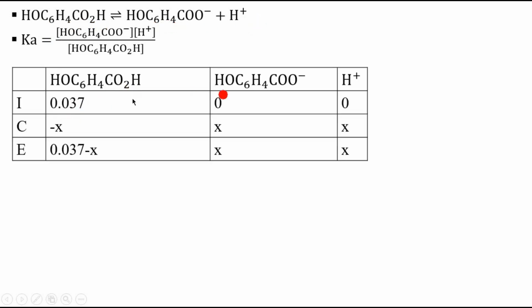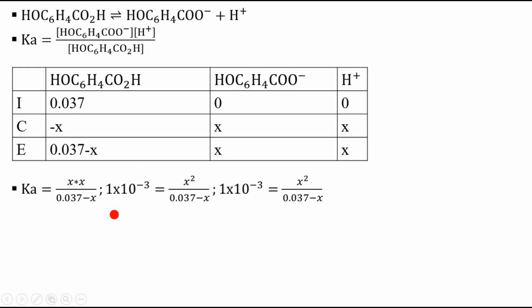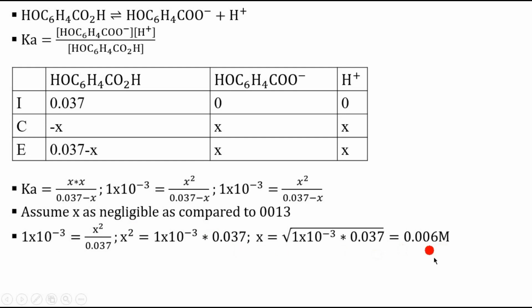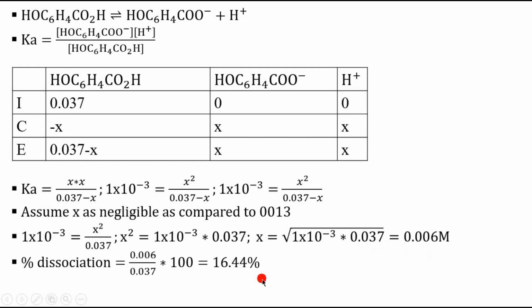Then this is what will happen. We have 0 here and 0 here, and we form X and we form X. Here we do minus X. This will be at equilibrium. Then at equilibrium we have this one. If we assume X negligible, that is what we get. We get X equal to 0.006. We verify the assumption. You see that here we cannot use the approximation.